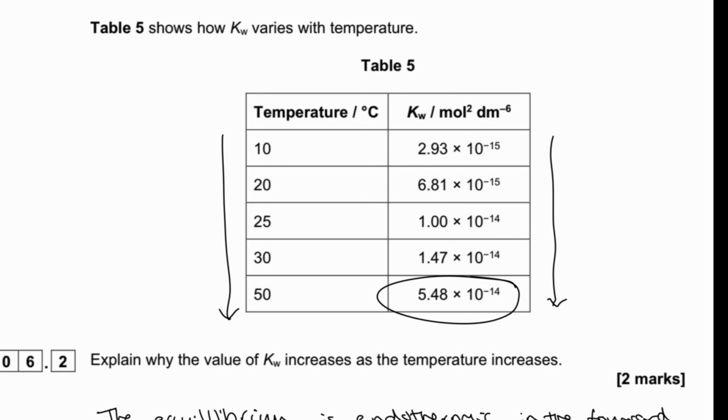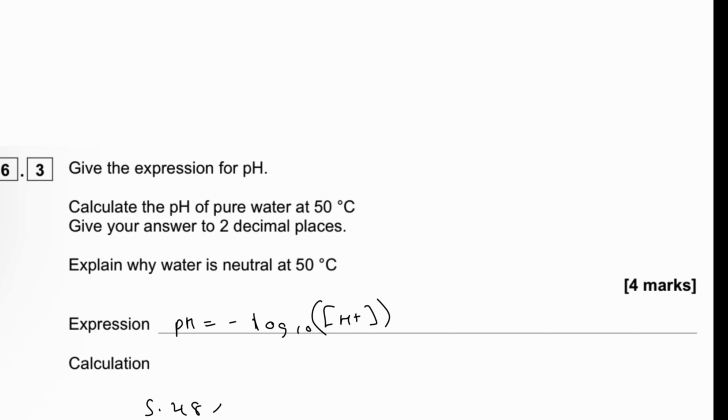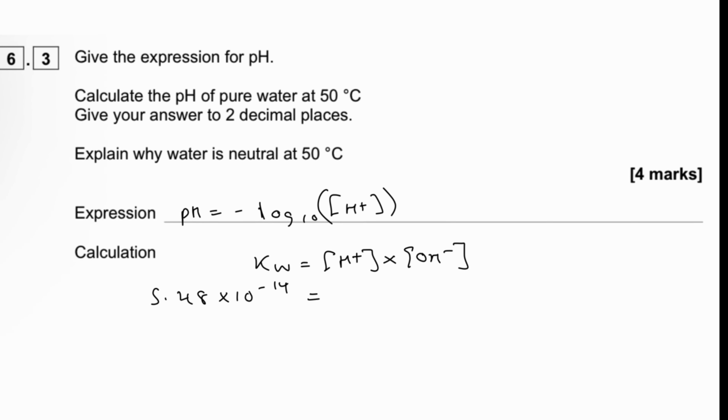That's one thing that's quite tricky from AQA. They've used the last part of the question. It's 5.48 times 10 to the negative 14. And again, just before, expression for Kw is my hydrogen ion concentration times my hydroxide ion concentration. And again, we should always know that the water dissociates equally. The concentration of hydrogen ions is always equal to the concentration of hydroxide ions. They should always be equal. That's a rule that you'll see throughout this entire topic.